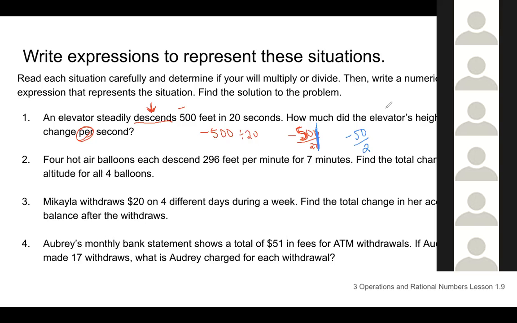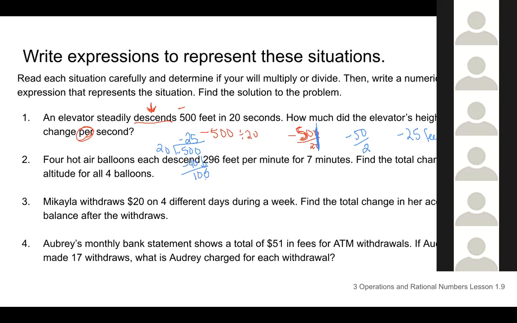So how much did the elevator's height change per second? It changed negative 25 feet per second. Okay, and again, if you want to do it this way, we're doing 20 into 500. How many times does 20 go into 50? It goes in twice to give you 40. You've got 10 left over, you bring your 0 down, you have 20 into 100, which is 25. So either way you're going to get your 25. Let me put my negative in. Just wanted to show it that way.